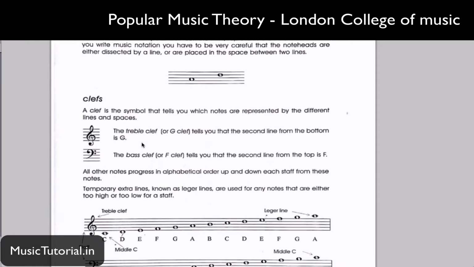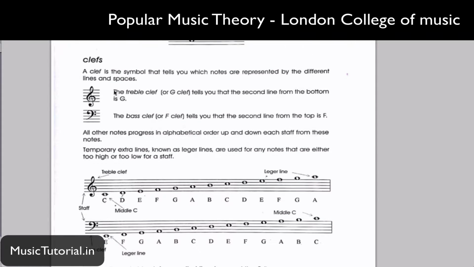Okay, the next thing that we're going to be learning is called the clef sign. And there are 2 kinds of clef. For this part of the exam, there are only 2 kinds of clef that we're going to learn. One is the treble clef, and the other is the bass clef. Now, what is a clef sign? A clef sign tells us the range of notes.